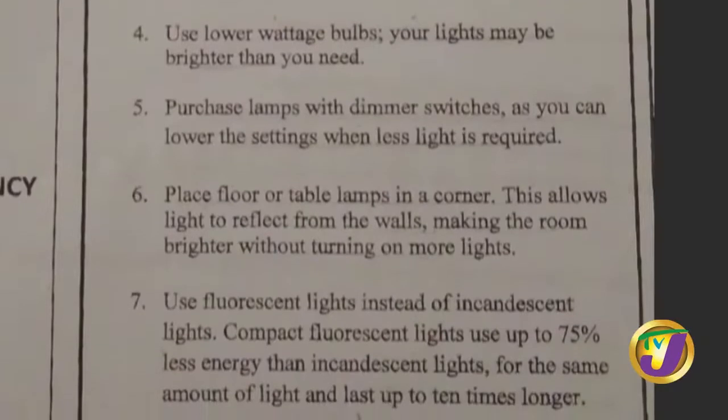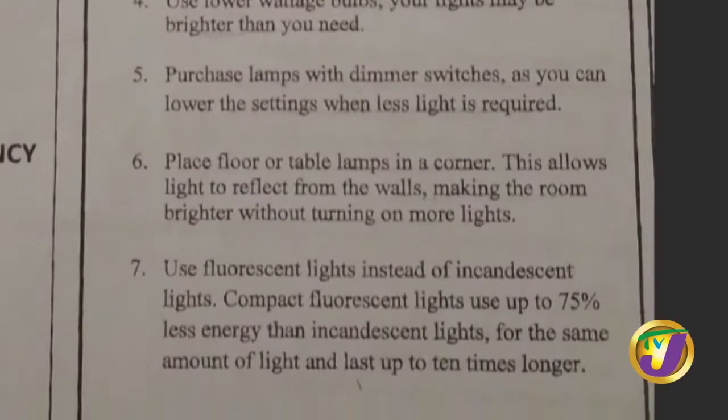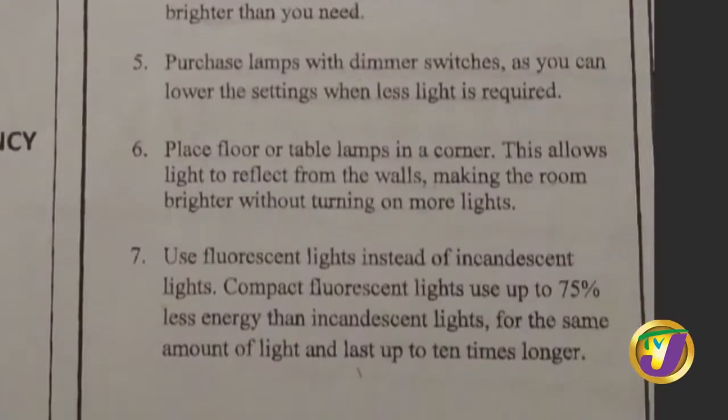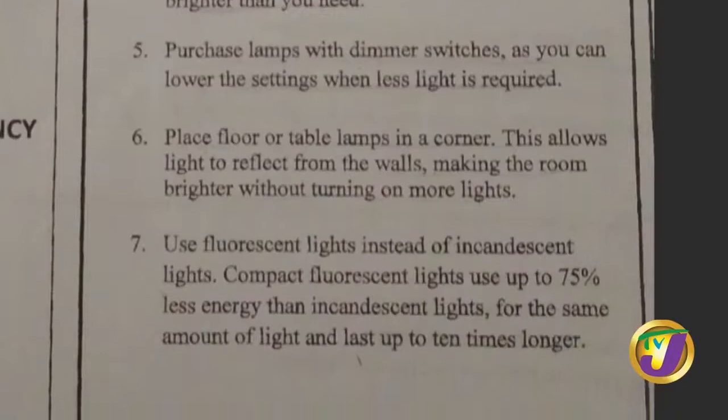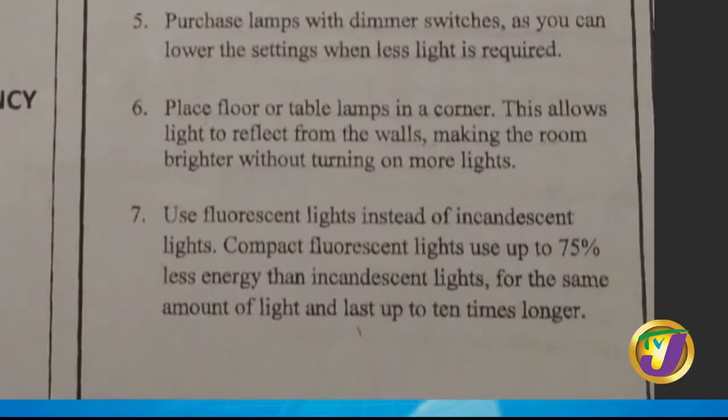Number six, place floor or table lamps in a corner. This allows light to reflect from the walls, making the room brighter without turning on more lights. And the last tip, number 7, use fluorescent lights instead of incandescent lights. Compact fluorescent lights use up to 75% less energy than incandescent lights for the same amount of light and last up to 10 times longer.